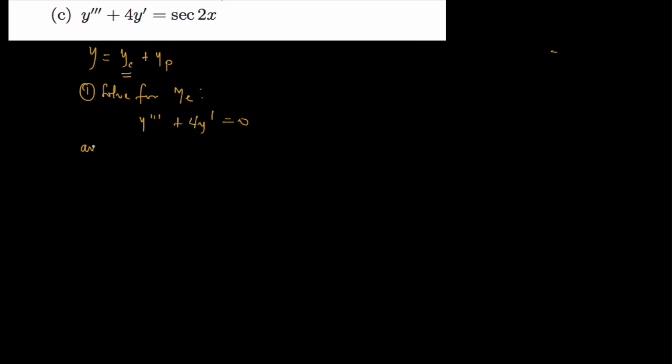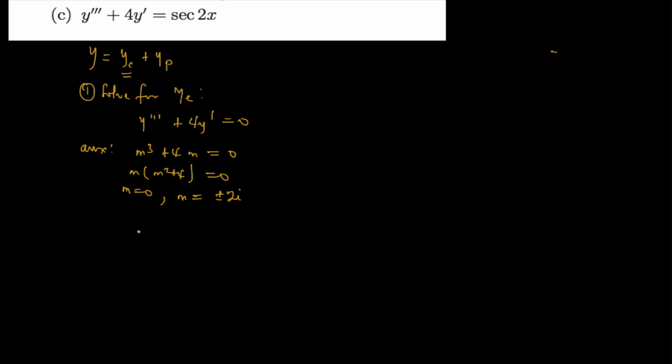Now to solve this homogeneous equation, we start by solving the auxiliary equation. That's m cubed plus 4m equals 0, and this is the same thing as m times (m squared plus 4) equals 0. So when you solve this, what we obtain is m equals 0 and m equals plus or minus 2i. That's what we get for our solution.